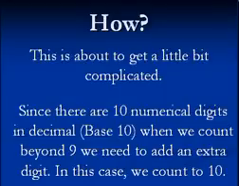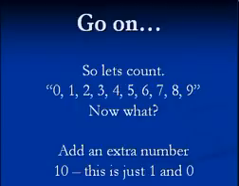How? Well, this is about to get a little bit complicated. Since there are 10 numerical digits in decimal, which is also base 10, when we count beyond 9, we need to add an extra digit. So we'll count 0, 1, 2, 3, 4, 5, 6, 7, 8, 9. What now? We add an extra number. So now we're up to 10. This is just a 1 and a 0. This is a 2-digit number using 2 digits from our base 10 number system.